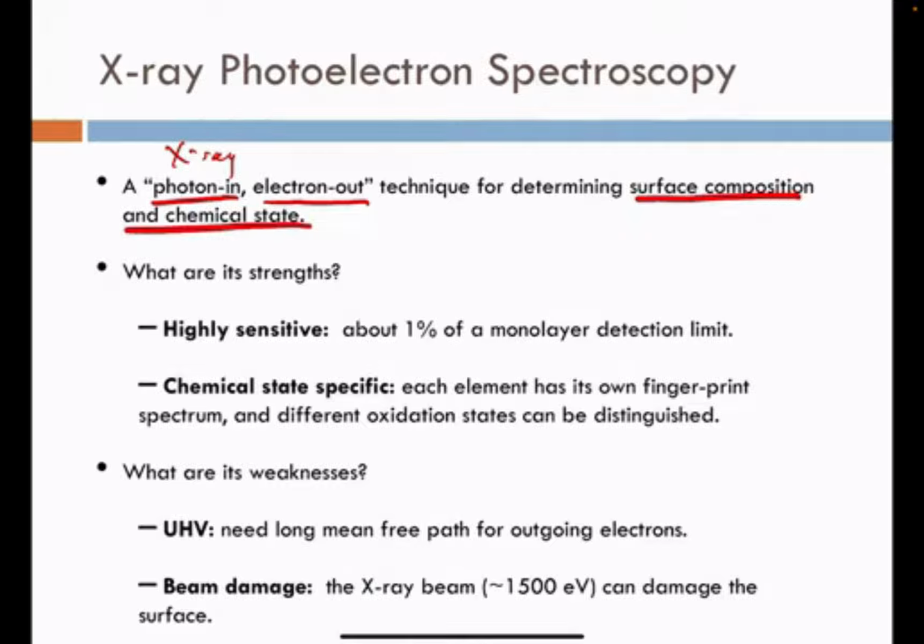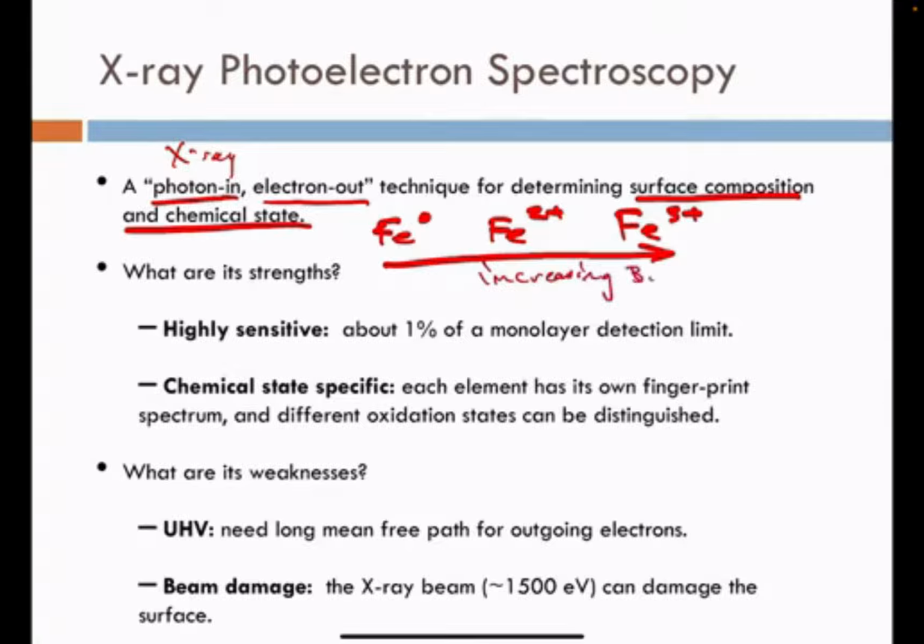So XPS is able to determine surface composition and chemical state, so that we can see the oxidation state of an atom, whether it is neutral, a +2 ion, or a +3 ion. The binding energy increases as oxidation state increases from 2+ to 3+. So the binding energy increases as the positive charge on the ion increases.